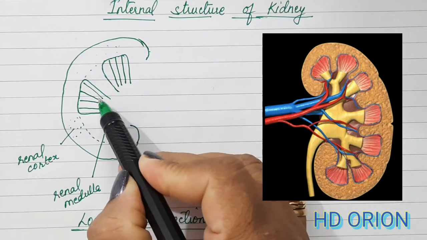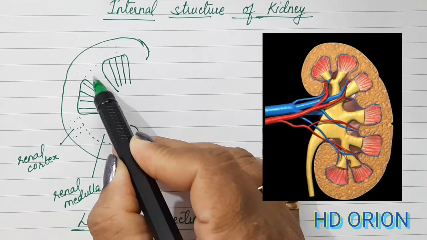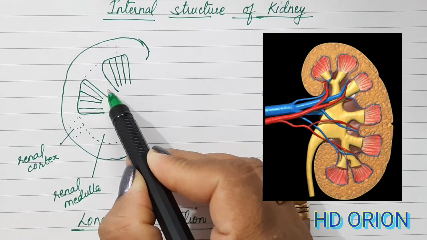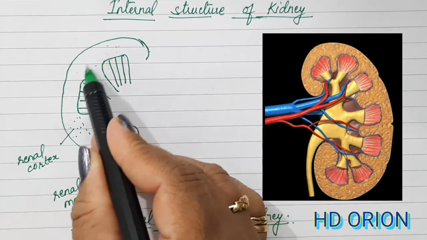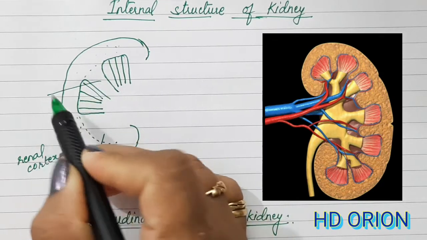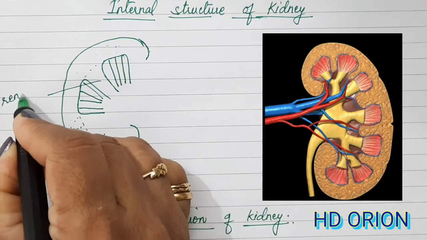Between the two renal pyramids, there are long columns. These columns were first seen by Bertini. These are the extensions of the cortex. We call them as renal columns of Bertini.